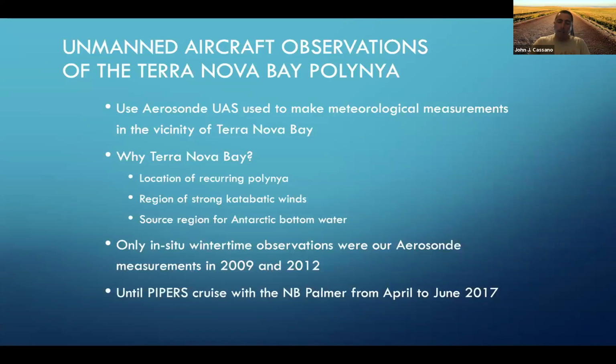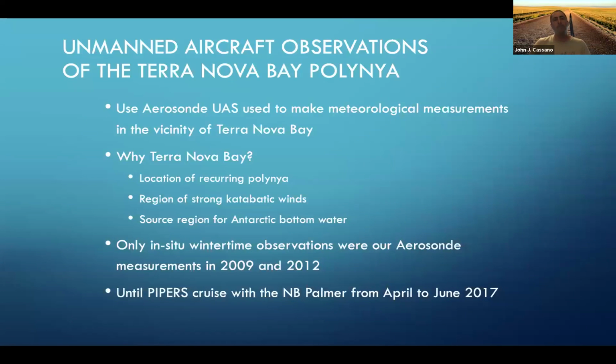But we also went during the end of the Antarctic winter because this is the most meteorologically interesting time for us to study Terra Nova Bay. And the reason we went to Terra Nova Bay is a combination of three things. Terra Nova Bay is a location on the coast of the continent that has a recurring polynya, and I'll explain what that is in a minute. It's also an area that gets very strong katabatic winds that drain off of the continent. And then the combination of those two leads to very strong interaction between the atmosphere and the ocean, and causes Terra Nova Bay to be a source region for Antarctic bottom water, which is among the densest water in the world ocean.